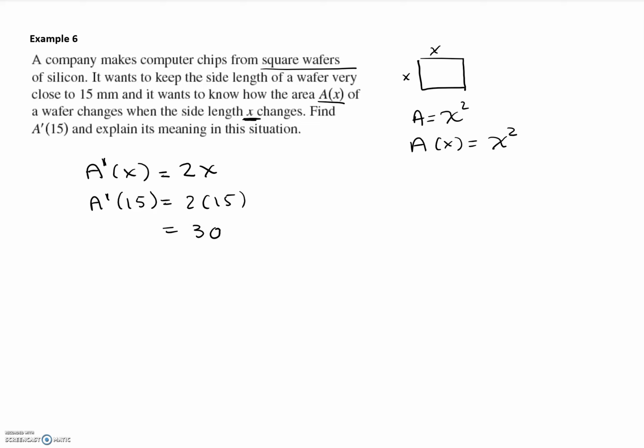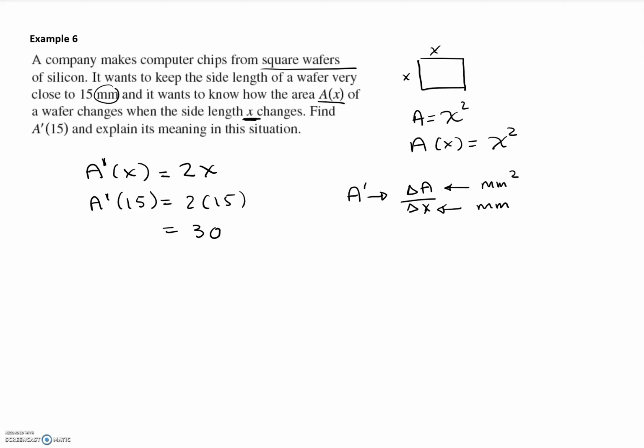Now, explaining what it means, whenever you're explaining what a rate of change means, it's always good to know units. Remember, A prime is just a derivative, so it's the change in the area with respect to the side length. So change in A over change in the side. The area, if we're dealing with units of millimeters, is millimeters squared, and the side length, they told us, is in millimeters.